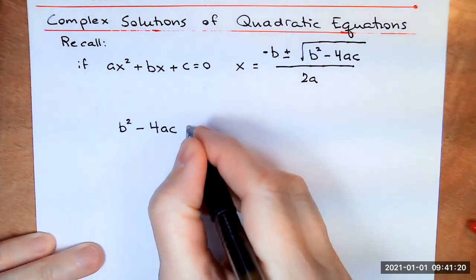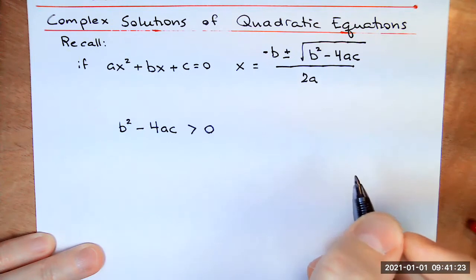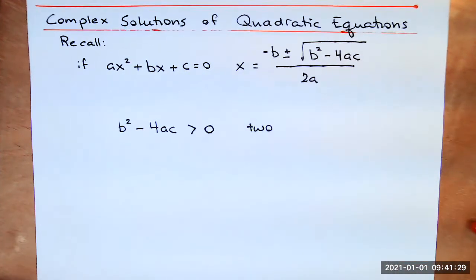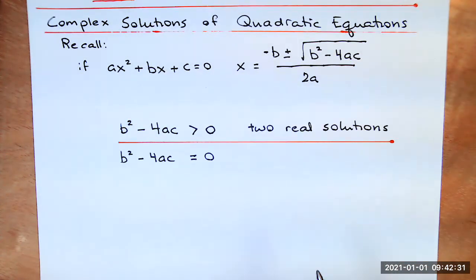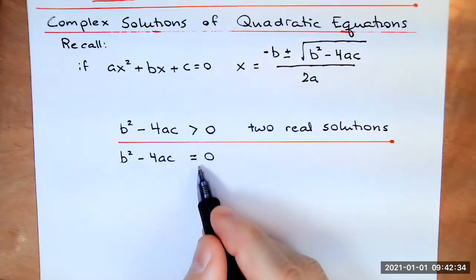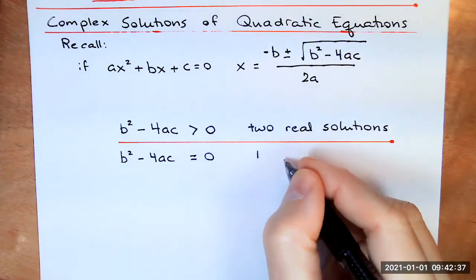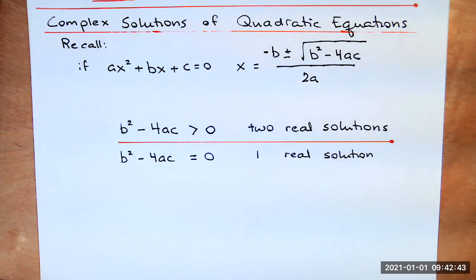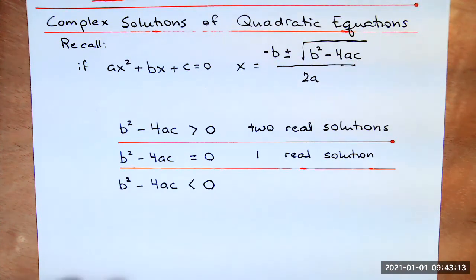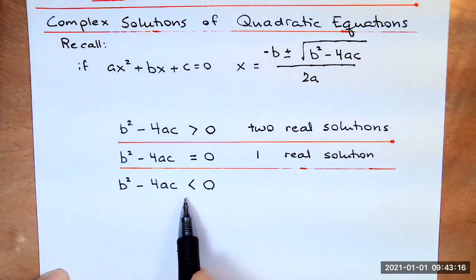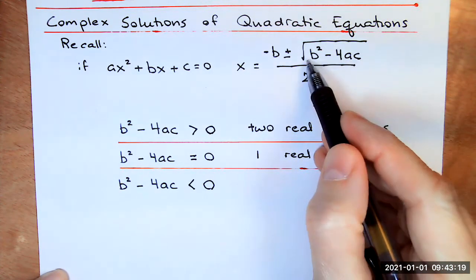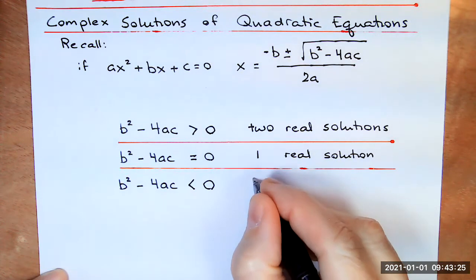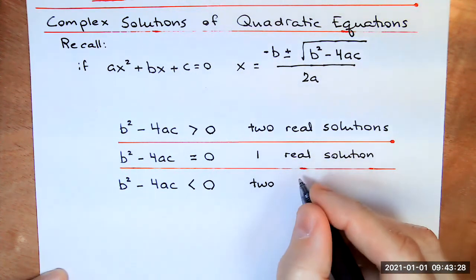So if the discriminant is positive, you're going to get 2 real answers. What happens if the discriminant is equal to 0? We will get 1 real solution. So what do you think happens if the discriminant is negative? Well, you have a negative underneath a square root symbol, so we're going to get a complex number. So if the discriminant is negative, you get 2 complex solutions.